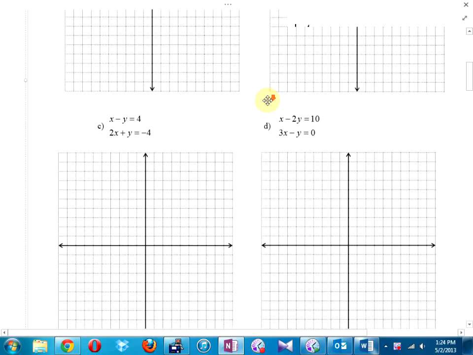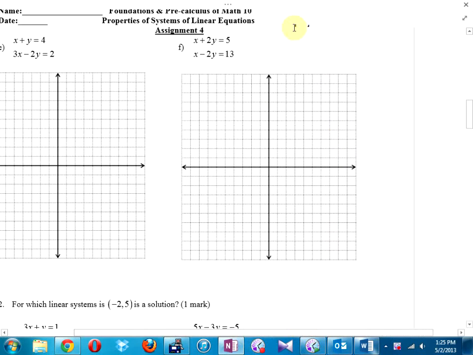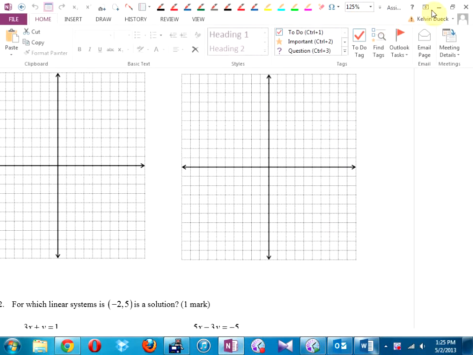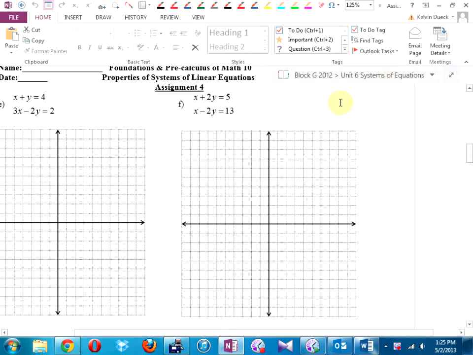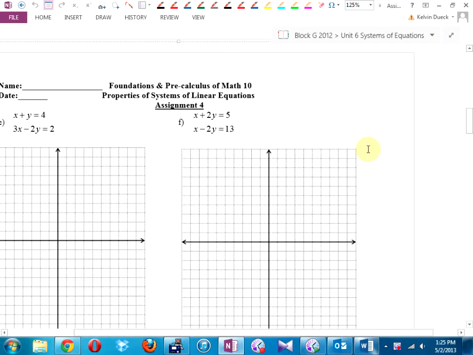Questions from assignment 4, 1F. What's weird about 1F when you want to try and graph it? It fits fine. When you try writing it in slope-intercept form, what happened?